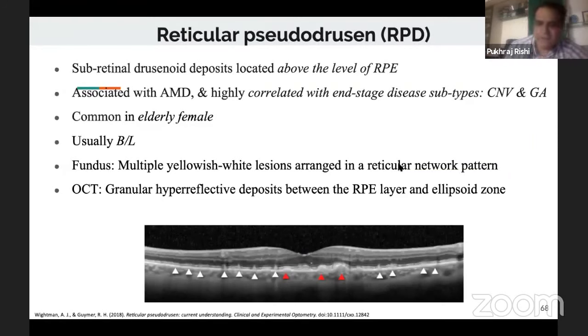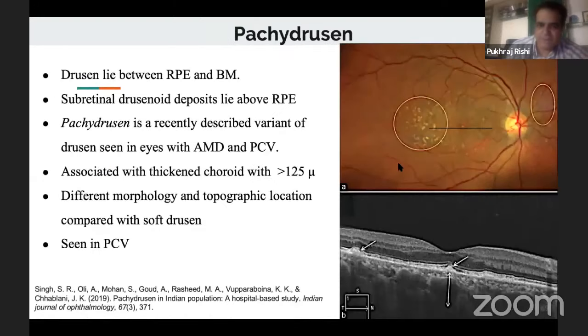Reticular drusen are located above the level of the RPE, while the red arrowheads show drusen which are below the RPE. So likewise, pachydrusen is associated with PCV and pachychoroid spectrum.